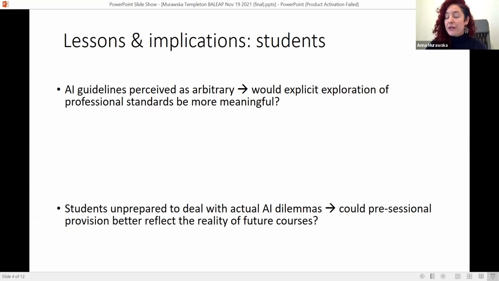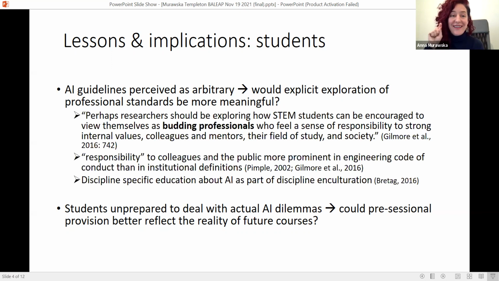And I just started wondering whether it might be more meaningful for us to find a way to relate this important concept to professional values, so those professional values might better resonate with the students. Indeed, Gilmore and colleagues propose viewing STEM students as budding professionals, and using some of those disciplinary values or sense of belonging to the discipline or engineering community to educate students on academic integrity.